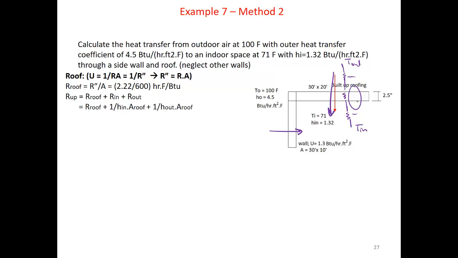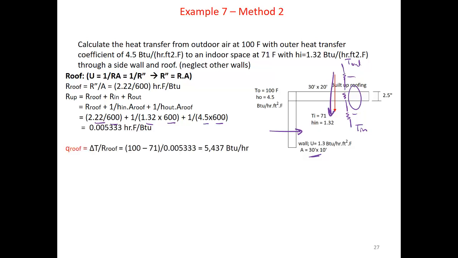We didn't find R out and R in yet. Don't use the other values because the area was different. We used the total area, so we used the area of the roof and the area of the wall. So it would simply be 2.22 over 600, then h in times area of the roof, and h out times area of the roof. We'll find R through that roof. We'll divide 100 minus 71 by that value and get 5,437. That's Q through the roof.